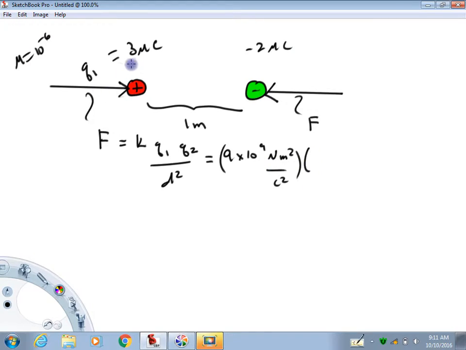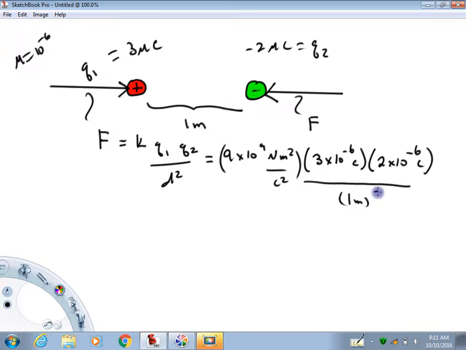Okay, the charge Q1 is 3 microcoulombs. Micro means 10 to the minus 6, so that's going to be 3 times 10 to the minus 6 coulombs. Times, all right, Q2 is minus 2 microcoulombs. I'm just going to put 2 here and explain why in a moment. So that's going to be 2 times 10 to the minus 6 coulombs. And that's going to be over the distance of 1 meter squared.